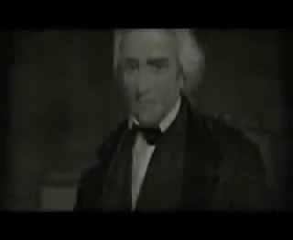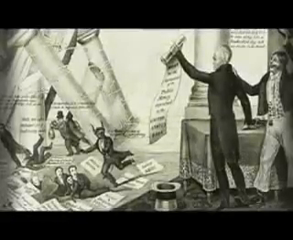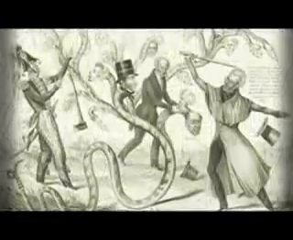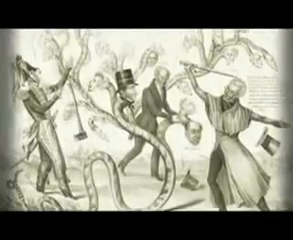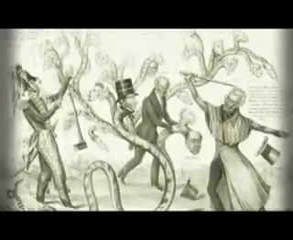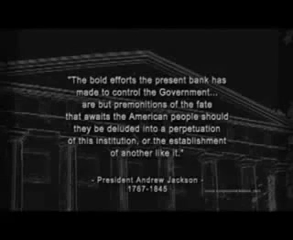In fact, the last time in American history the national debt was completely paid off was in 1835, after President Andrew Jackson shut down the central bank that preceded the Federal Reserve. In fact, Jackson's entire political platform essentially revolved around his commitment to shut down the central bank, stating at one point, "The bold efforts the present bank has made to control the government are but premonitions of the fate that awaits the American people should they be deluded into a perpetuation of this institution or the establishment of another like it."